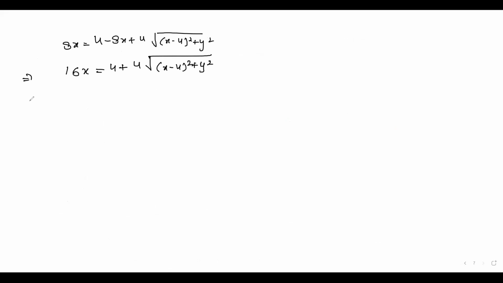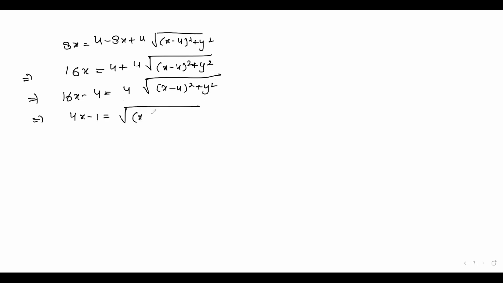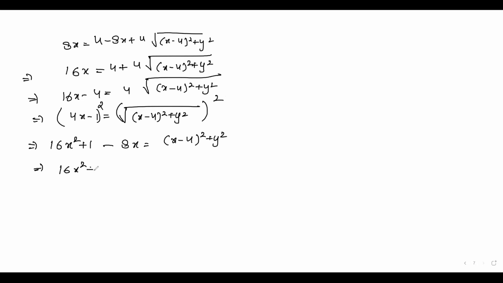So shift the 4 over here, otherwise this root will not be removed. 16x minus 4 equals 4 times the square root of (x minus 4) whole square plus y square. Divide this completely by 4, so you will get 4x minus 1 equal to the square root of (x minus 4) whole square plus y square. Now do the squaring of this. So you will get 16x square plus 1 minus 8x, equal to (x minus 4) whole square plus y square. Open this bracket, so you get x square plus 16 minus 8x plus y square. Cancel out this. Okay, this will not cancel out. Sorry.